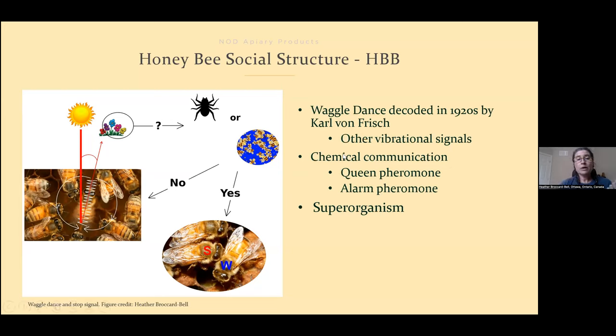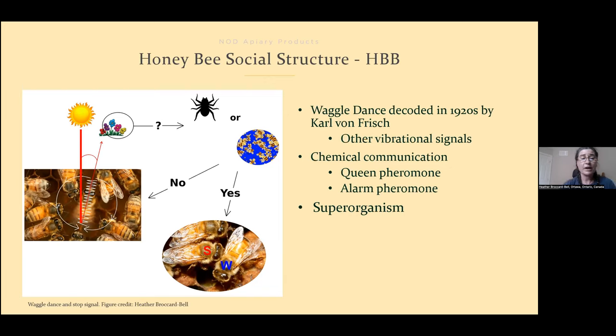The other main way that honeybees communicate with one another is chemical communication. So probably most of you have heard about pheromones. If you're a beekeeper, you've certainly heard about queen pheromone. Queen pheromone is actually a really complicated mix of about 20 different chemicals, and it's produced by a number of different glands on the queen's body. And this is a highly attractive pheromone that has a number of different functions, depending on what's happening specifically in the colony at the time.